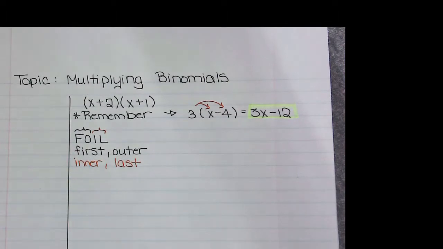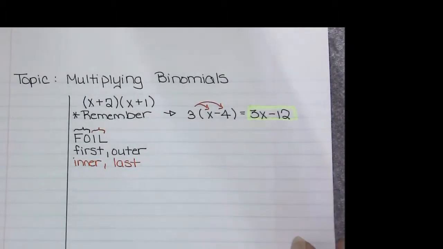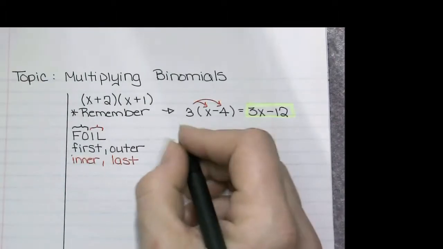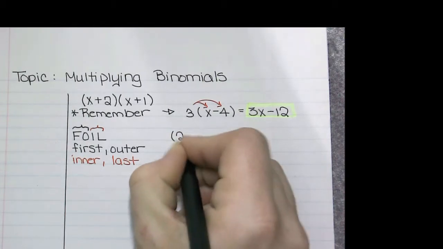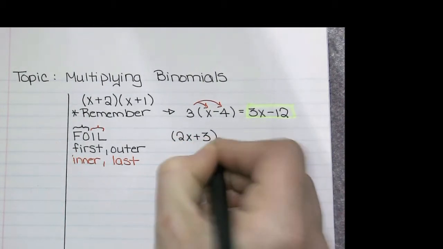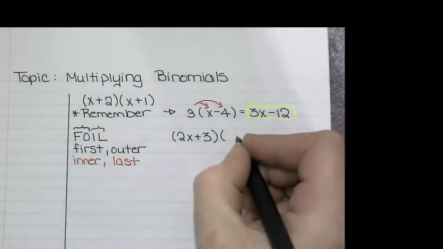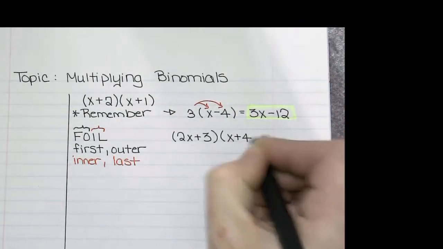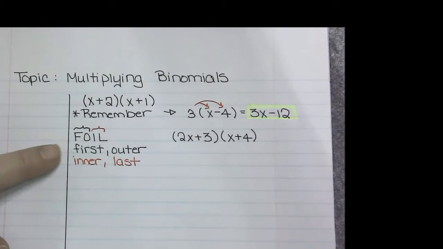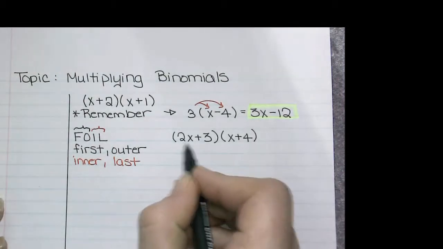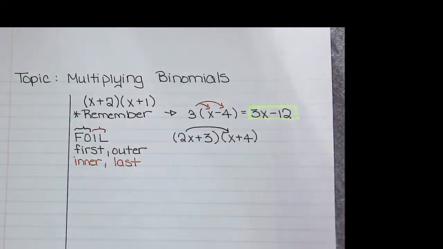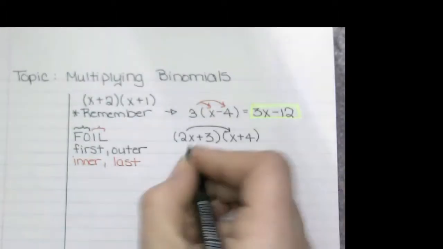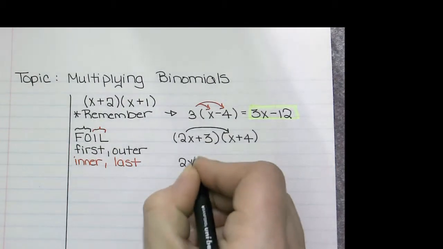So no matter what the book says to how to multiply these out, you can always use FOIL. So let's look at how this FOIL works. Let's look at 2x plus 3 times the quantity x plus 4. And so first, outer, this is my first outer term, so first term to the first term in the next set of parentheses. 2x times x is 2x squared.